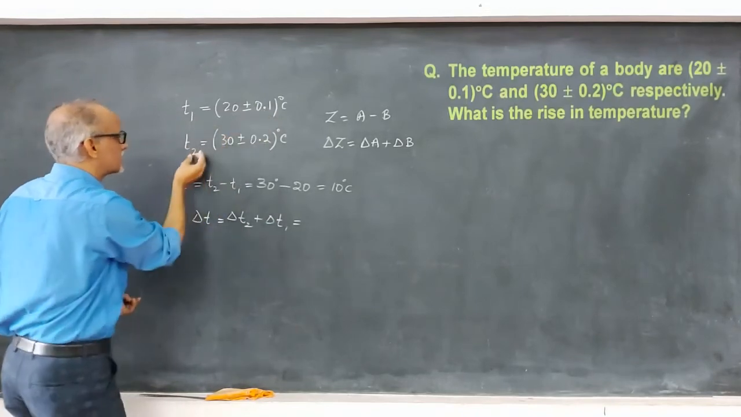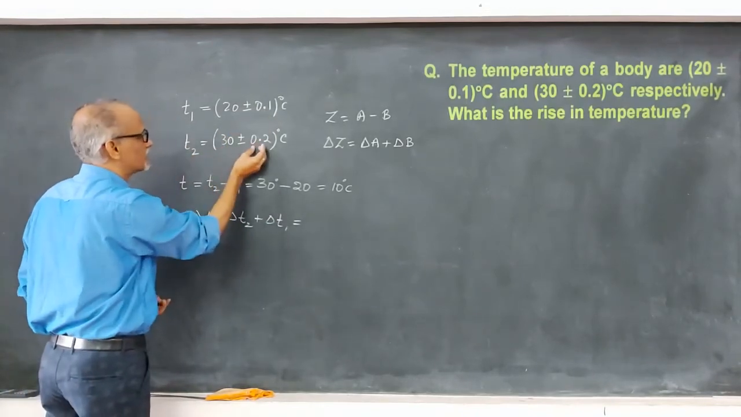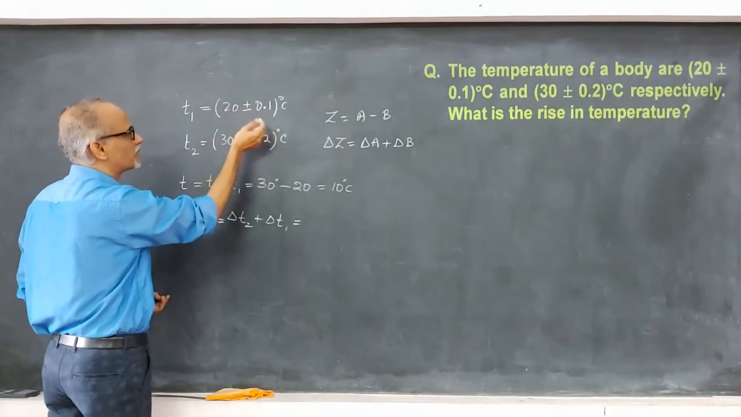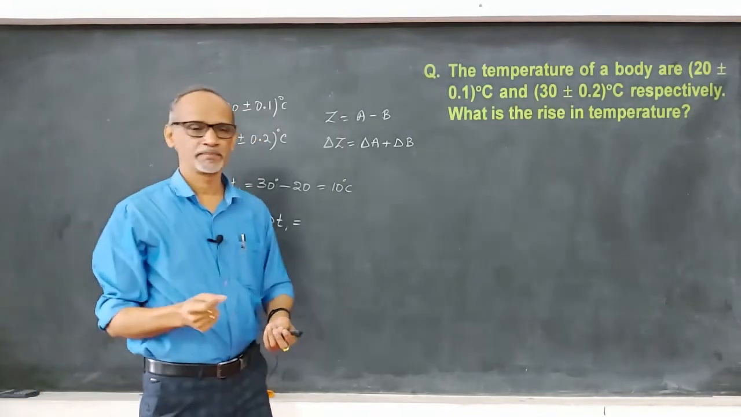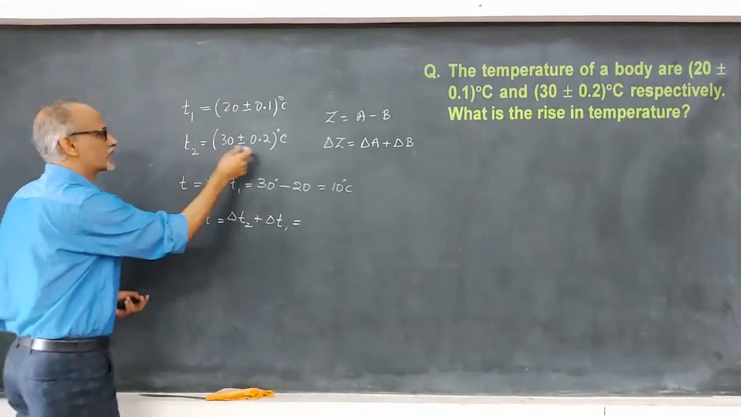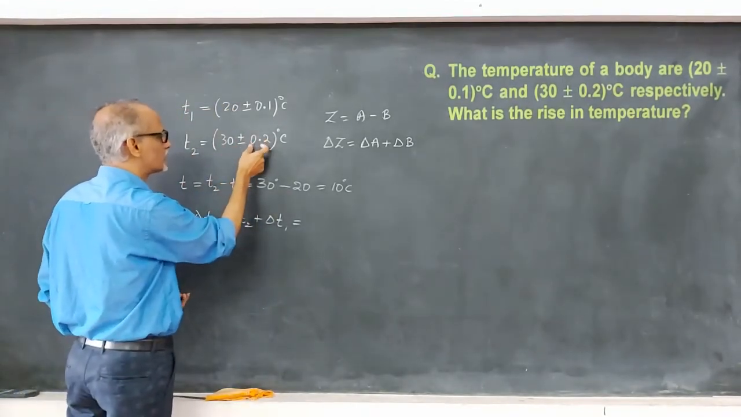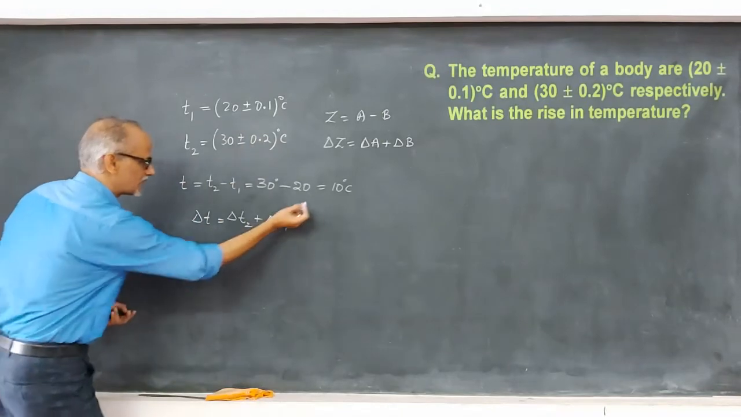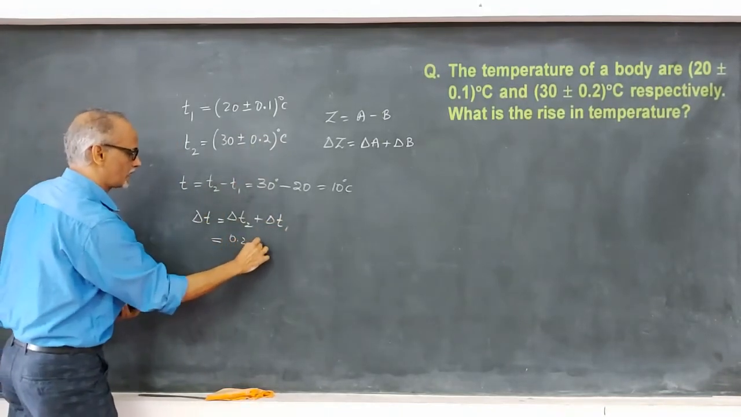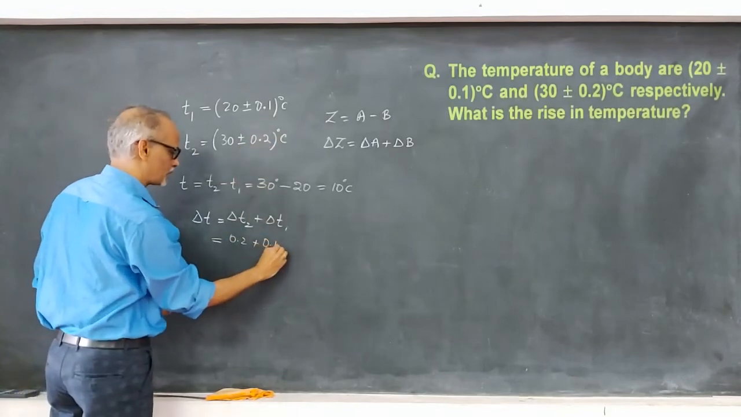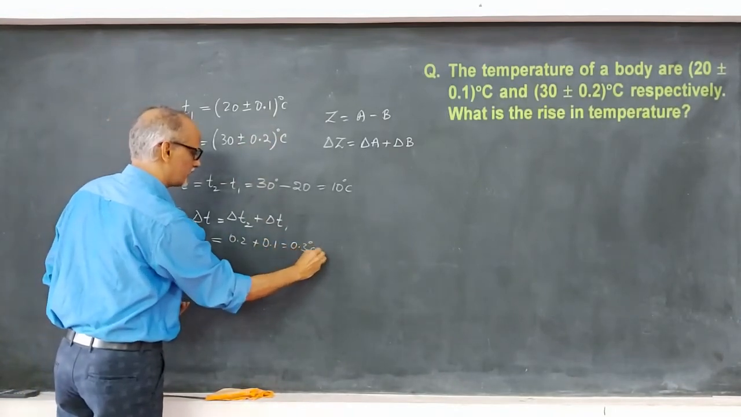First thermometer. This is the least count of the second thermometer. That means using the first thermometer, one can measure a least value of 0.1 degree centigrade. Using the second thermometer, one can measure a least value of 0.2 degree centigrade. So basically we have to add these two values. So delta T2 is 0.2 plus 0.1, that will give you 0.3 degree centigrade.